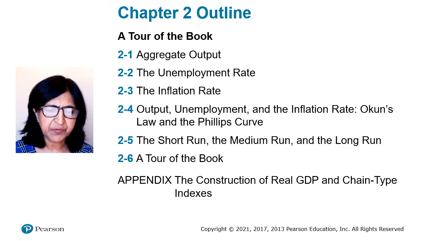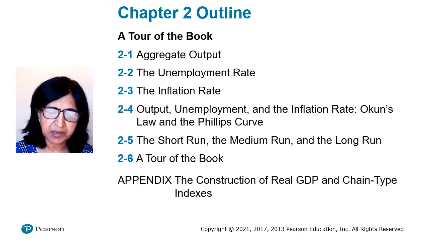Section 2-5 then introduces the three concepts around which the book is organized: the short run, what happens to the economy from year to year; the medium run, what happens to the economy over a decade or so; the long run, what happens to the economy over a half century or longer. The appendix to the chapter shows the steps involved in constructing real GDP in chained dollars.